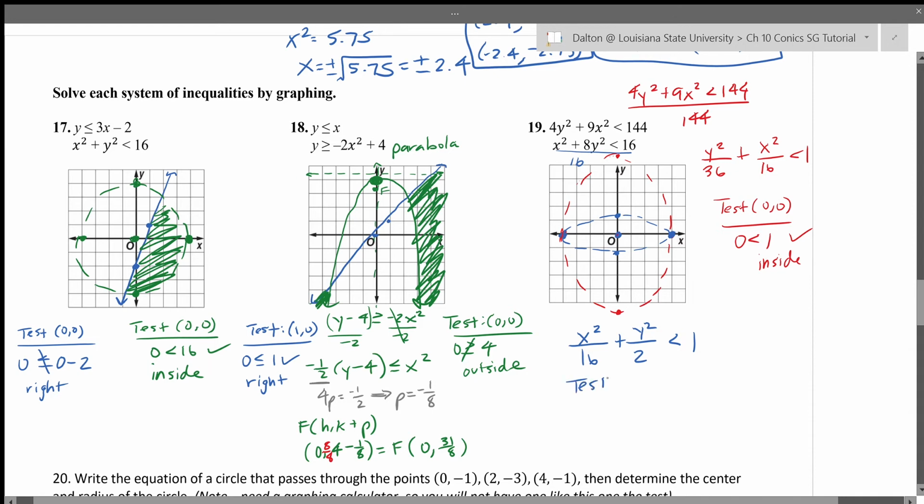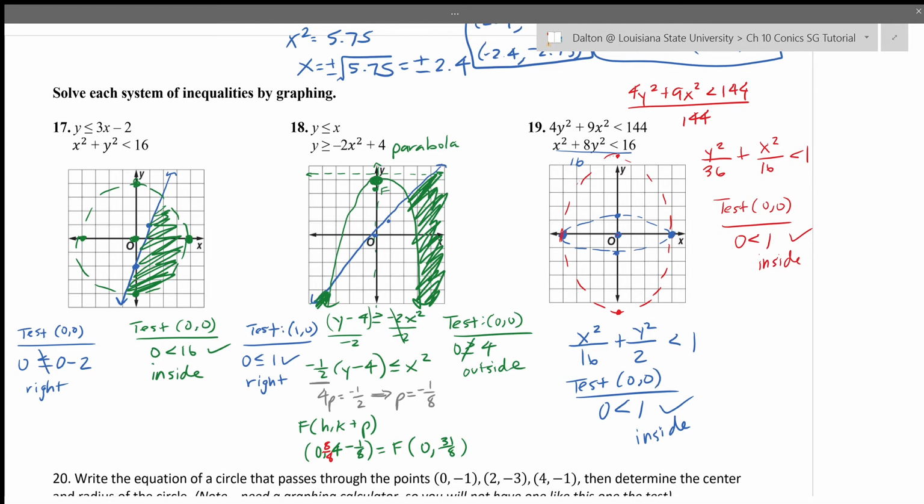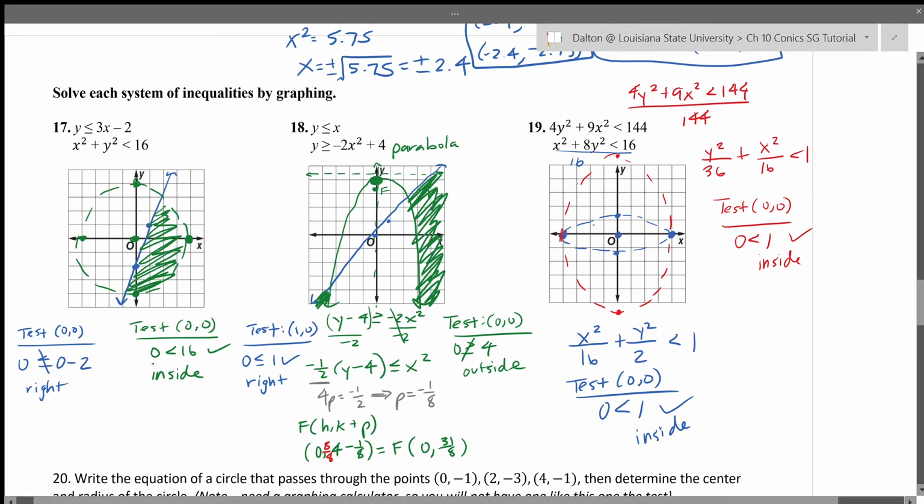I'm going to do a test point, also 0, 0. When I do that, I get 0 is less than 1, or if you do the original inequality, 0 is less than 16. Either way, this is true, which means we want to shade on top of that point, which is also on the inside of that ellipse. So if I'm going to shade on the inside of both ellipses, then the overlapping area will be here.